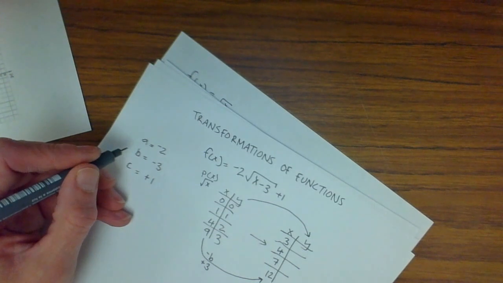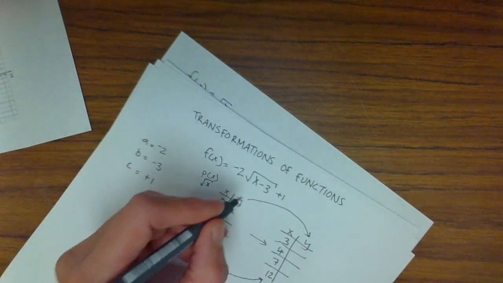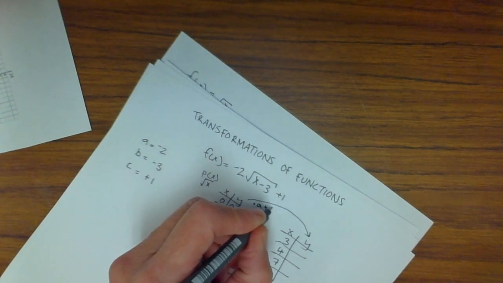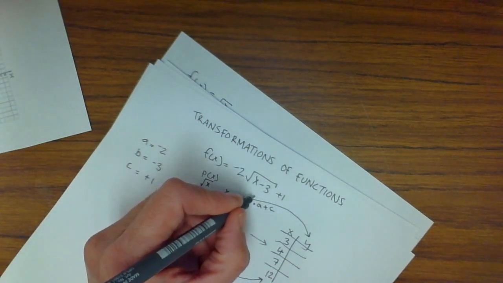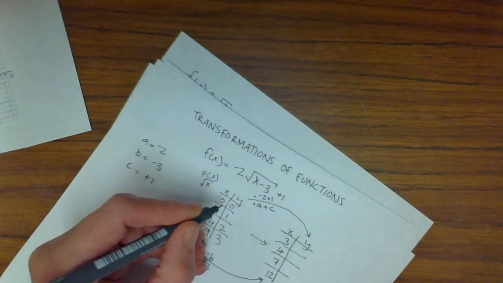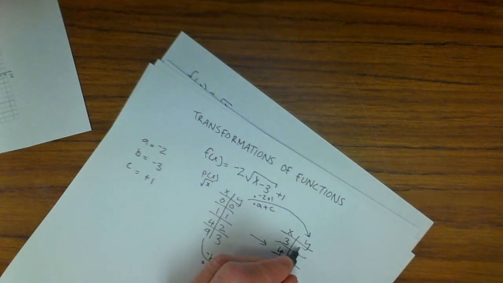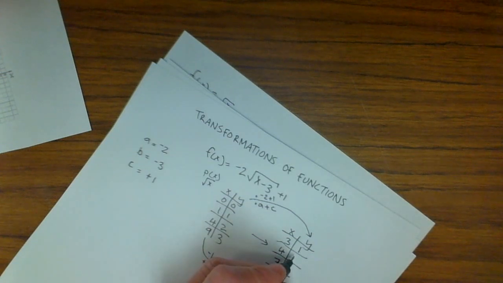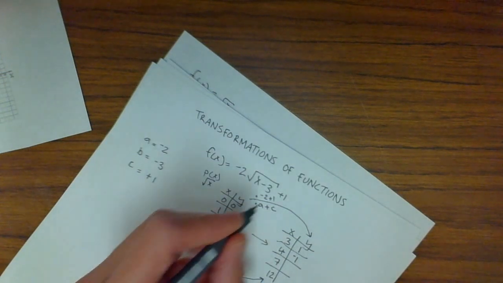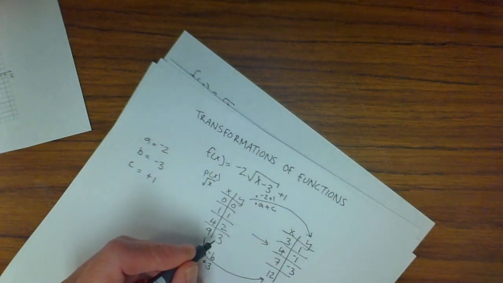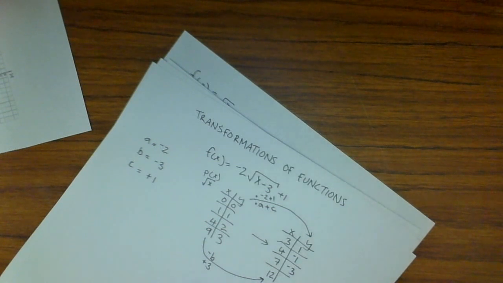All right, y is affected by a and by c. The y coordinates are multiplied by a and c is added. So in this case, I multiply by negative 2 and add 1. 0 times negative 2 is 0, plus 1 is 1. 1 times negative 2 is negative 2, plus 1 is negative 1. 2 times negative 2 is negative 4, plus 1 is negative 3. And 3 times negative 2 is negative 6, plus 1 is negative 5.